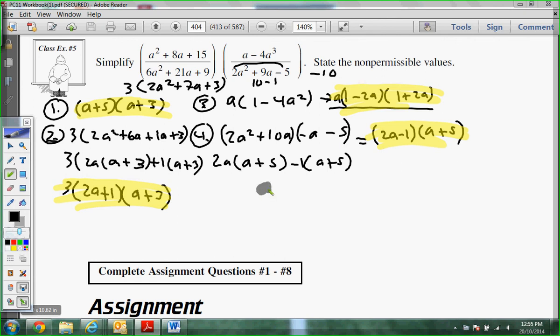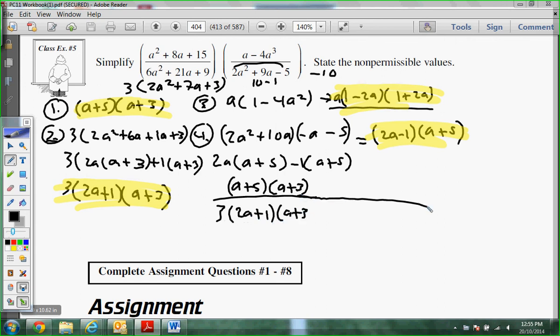So I'm going to have, whoa, gotta get off highlighter mode. All right, so I'm going to have a plus 5, a plus 3, all over 3 times 2a plus 1, a plus 3, and then I'm just going to put it all together because we know it's multiplied. That's multiplied right there. There's nothing there. That means they're multiplying. So I'm going to put another a right here. 1 minus 2a, 1 plus 2a. And then I have 2a minus 1 and a plus 5.